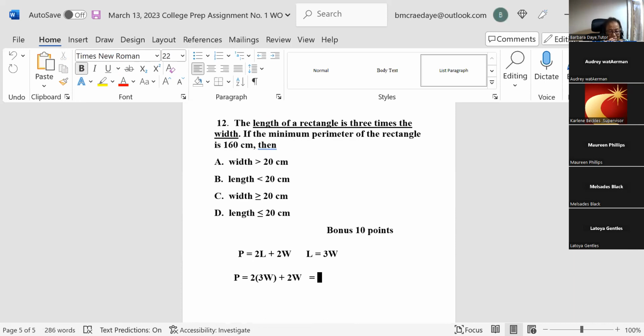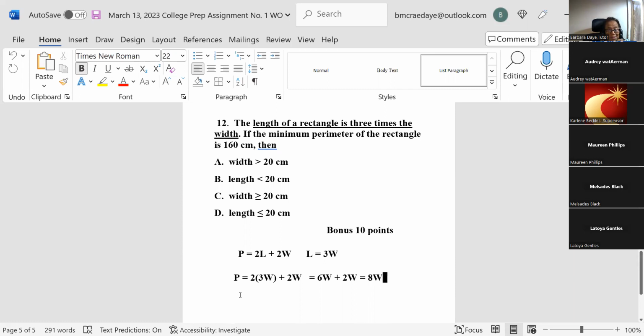Mercedes? 3 times 2W plus W plus 2W. 3 times 2W. That's what I'm saying. 2 times 3 is what? 6. So that's 6W. And 6W plus 2W equal what, Mercedes? 6W plus 2W is 8W. You just add the coefficients, right? Yeah. And 160 divided by 8 is 20. So that's why your answer is width greater than or equal to 20.